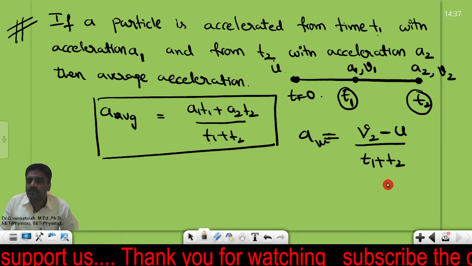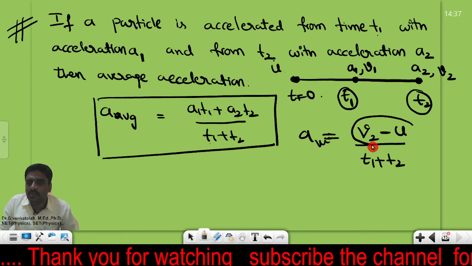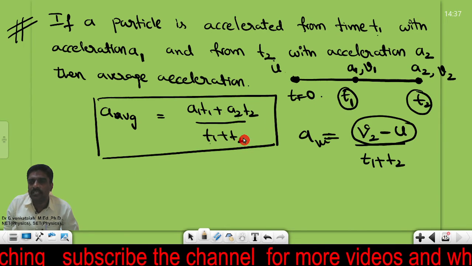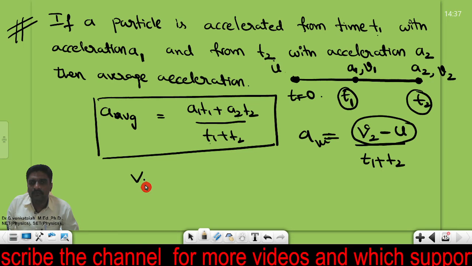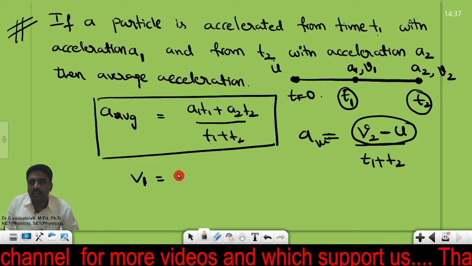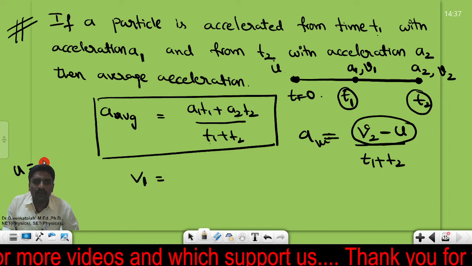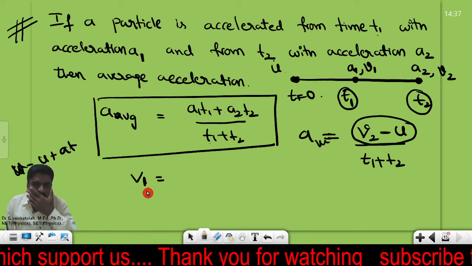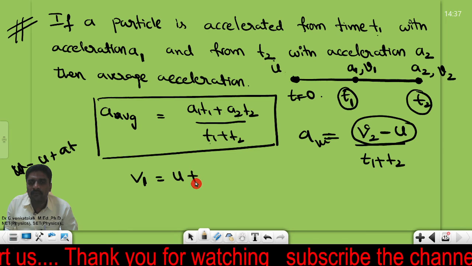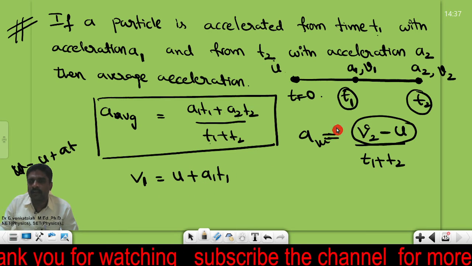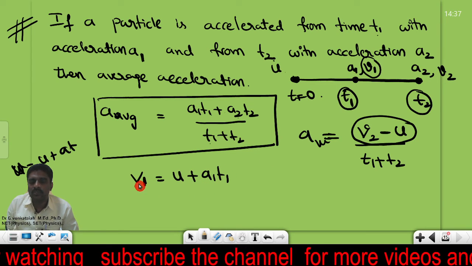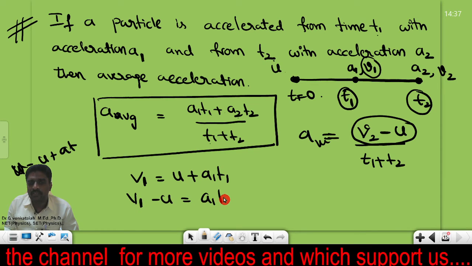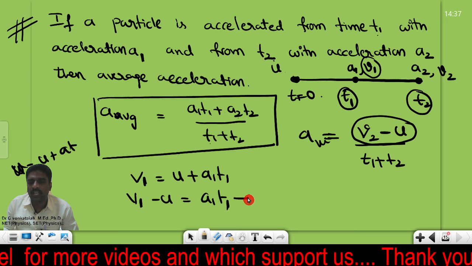How to use this one? Please look at this. We need to get this v2 minus v1 value. How can we get it? First apply the kinematic equation. First, v1 is equal to, what is the formula? v is equal to u plus at, I am applying this formula. So v1 is equal to the initial velocity u plus a1 into t1. Then v1 minus u is equal to a1 into t1, and I am getting equation number 1.